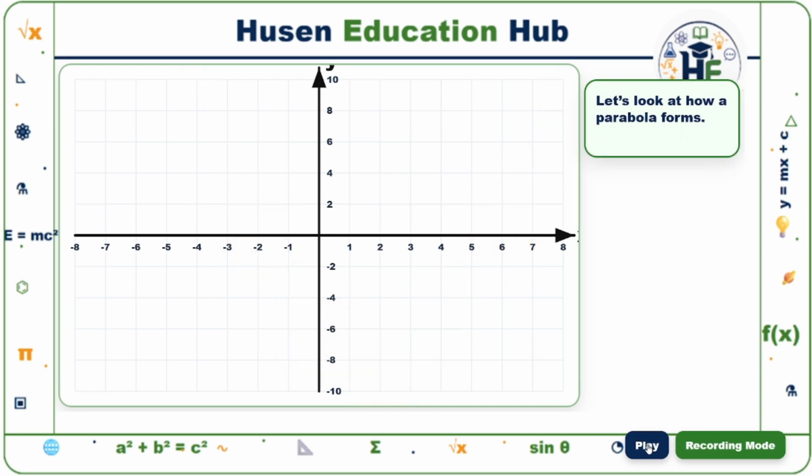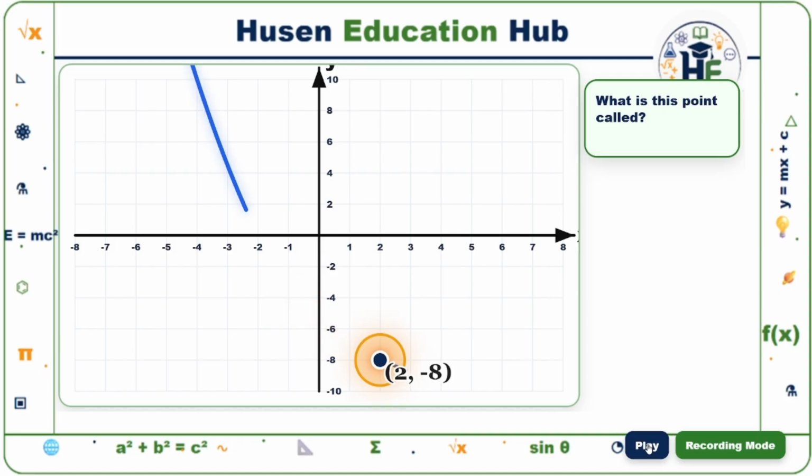Let's look at how a parabola forms. Look carefully at the graph. It starts from the extreme top left side. Now the graph starts to come down, down, and further down. It keeps coming down until it reaches one special point.